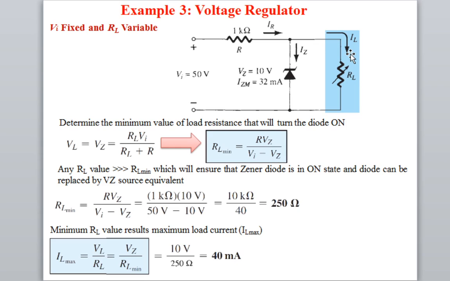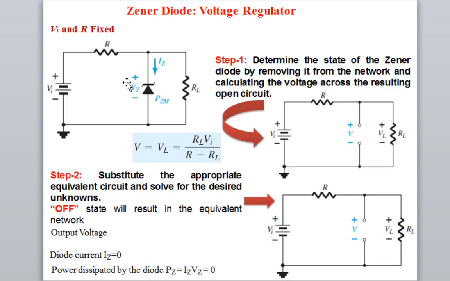Means in previous problems what I have done, their input voltage and load resistance both were fixed, both were constant, if you remember. I have solved the problem when the input voltage and the load resistance were constant, Vi and RL were constant. That is what I have explained. So that is the voltage regulation.